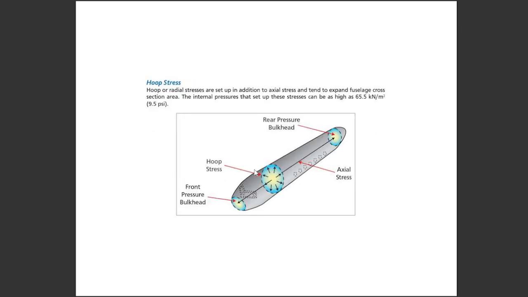So, what is hoop stress? Here we can see after pressurization, the pressurization provides a stress on the body, and this is outward going. It is called hoop stress.